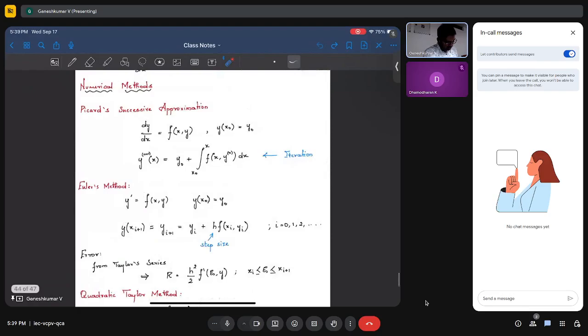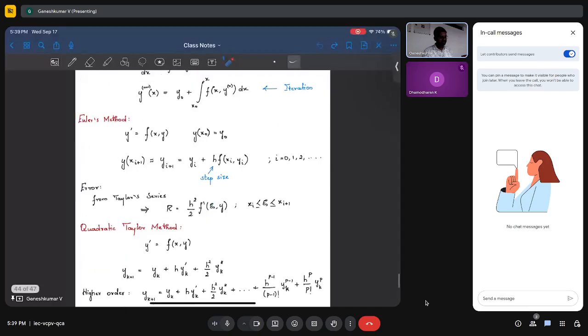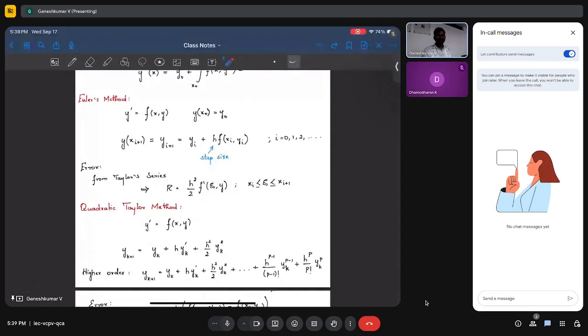Okay, so to begin with, we started with different numerical methods to solve an ODE, and the first one was Picard's successive approximation method, which is a semi-analytical method. You have to evaluate this function and integrate this function, and you need to do it in iterations. And the next one was Euler's method. Euler's method is nothing but the first order approximation from the Taylor series, right? So it's also an iterative method.